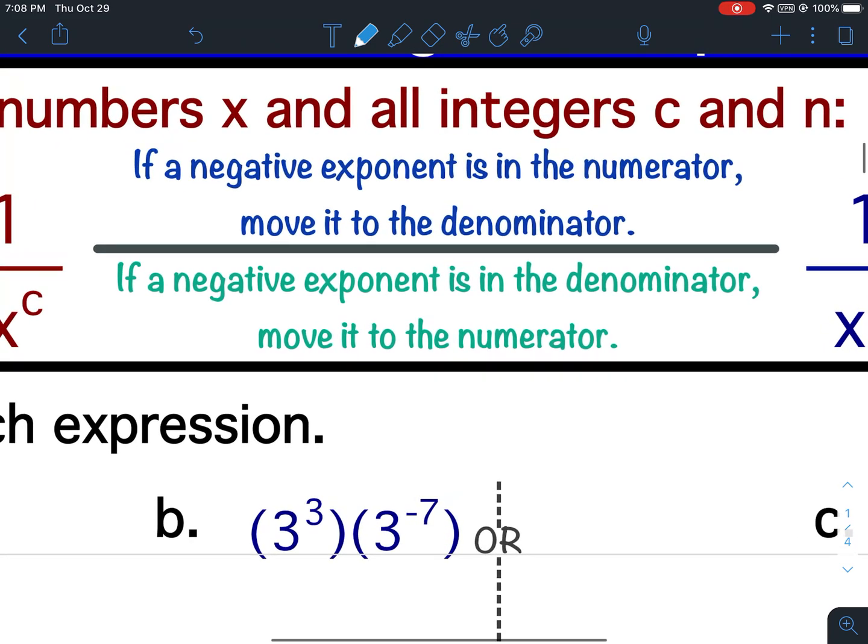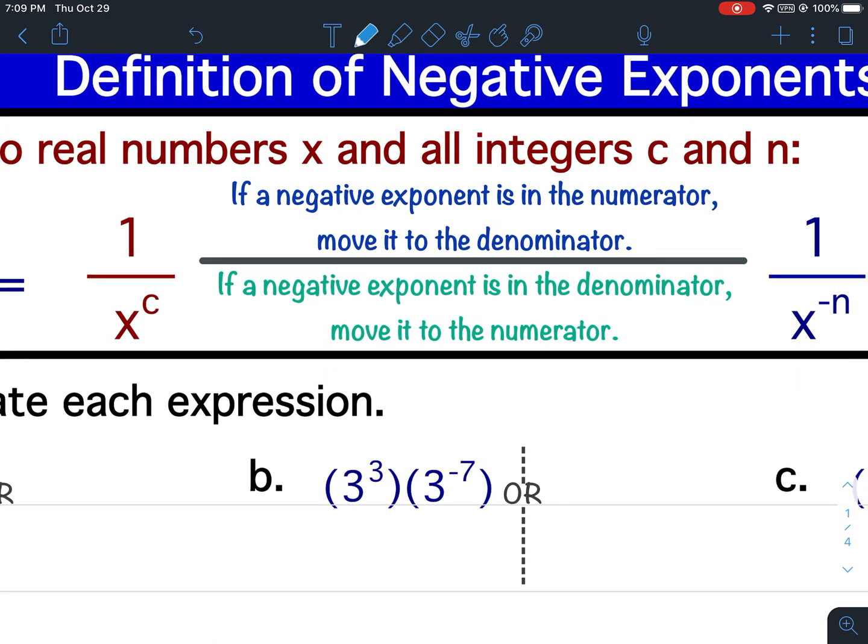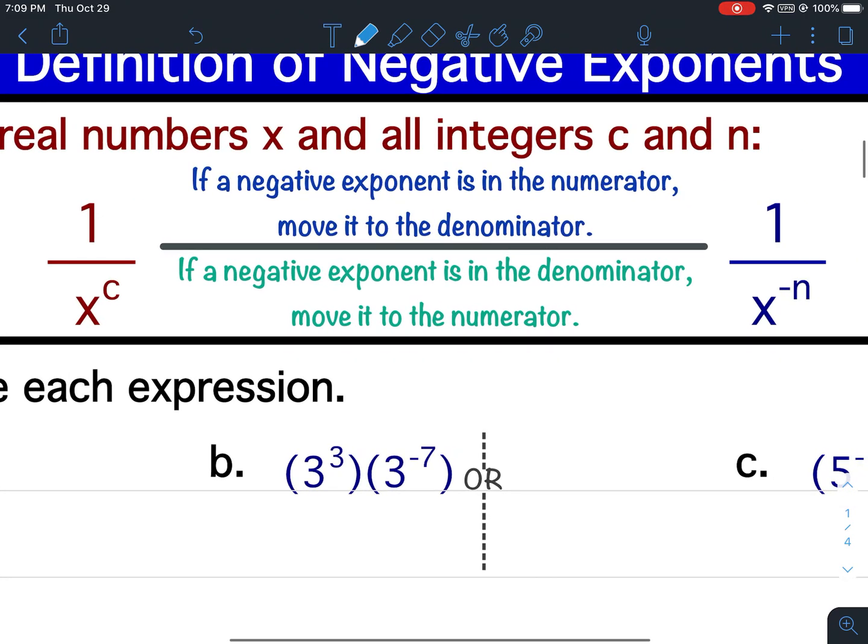First of all, you're going to want to write really small and get this copied down. If a negative exponent is in the numerator, you're going to move it to the denominator to make it positive. And if a negative exponent is in the denominator, you're going to move it to the numerator to make it positive. We don't want negative exponents. Your final answer will never have a negative exponent. If it's negative, it's not in simplest form. You want to make it positive, and to make it positive, you pretty much do the reciprocal. So if it's in the numerator, you move it to the denominator, and if it's in the denominator, you move it to the numerator. Go ahead, pause your video and get that written down.